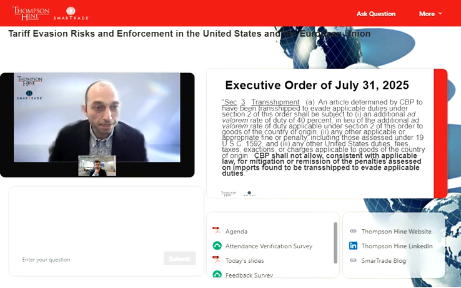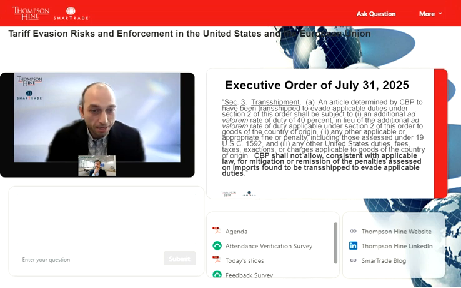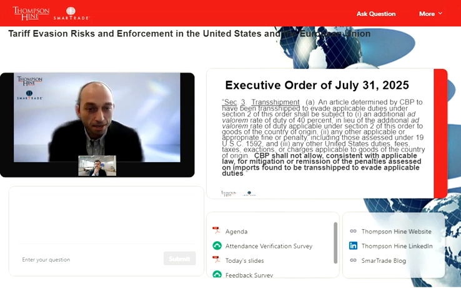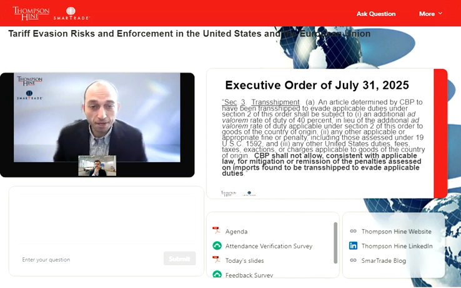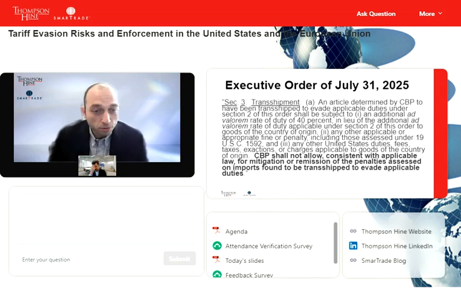And then in the next slide, you see the executive order from July, which applies to reciprocal tariffs. And in that proclamation, the president stated that the products that are determined to be transshipped to evade the reciprocal tariffs will be assessed an additional 40% duty and should not be allowed to mitigate penalties. And this essentially refers to the prior disclosure benefits, the safe harbor that would otherwise apply to these violations.